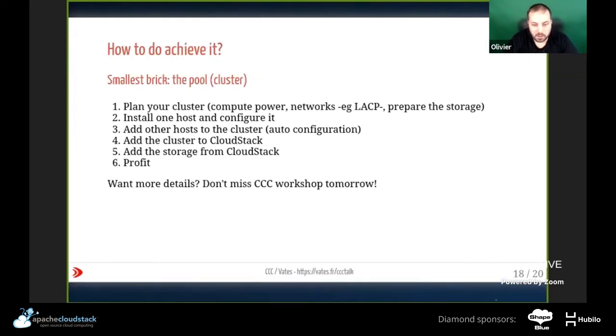So how to do it? Obviously, I will give you more details tomorrow, but roughly the process is this one. First, you think about building your cluster, which is the smallest brick inside your data center. So how much compute power you need, planning your networks, preparing the storage, for example, an NFS share, which is working very well. You will install XCP-ng on one machine, configure all the LACP bonding of the network cards, and connect to all the networks you need. And when it's done, you don't need to redo this configuration. You will just add the other freshly installed hosts into the existing cluster, which is a cluster with one machine, but it doesn't matter.